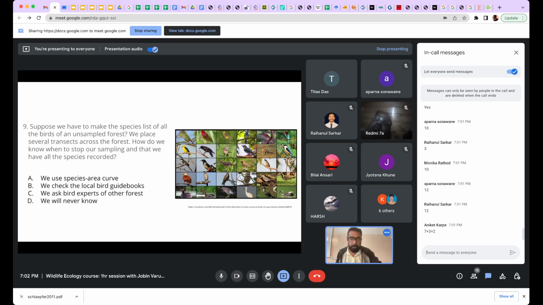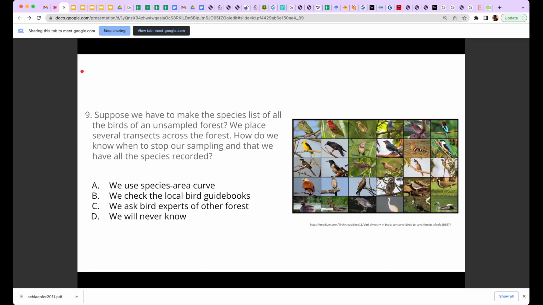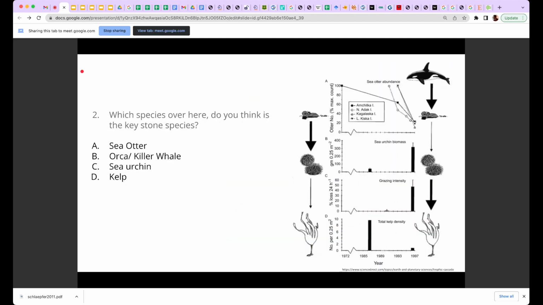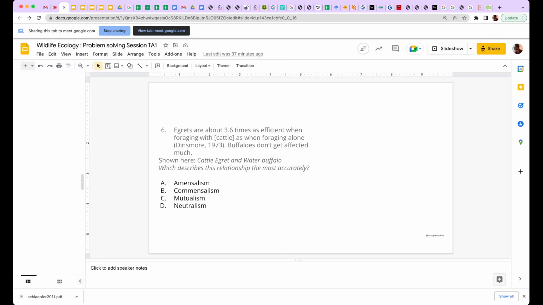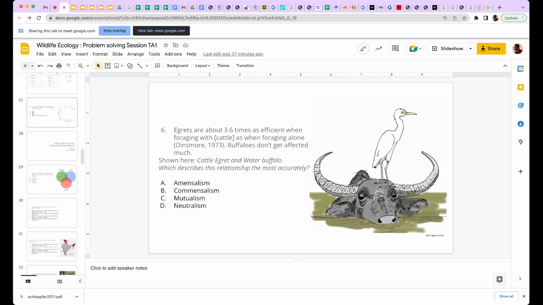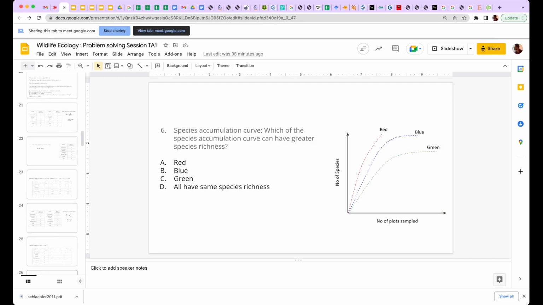Okay, so I want to show you, I think we have covered the species area curve a long time back. I have to see where it is though. Yeah, this is it.